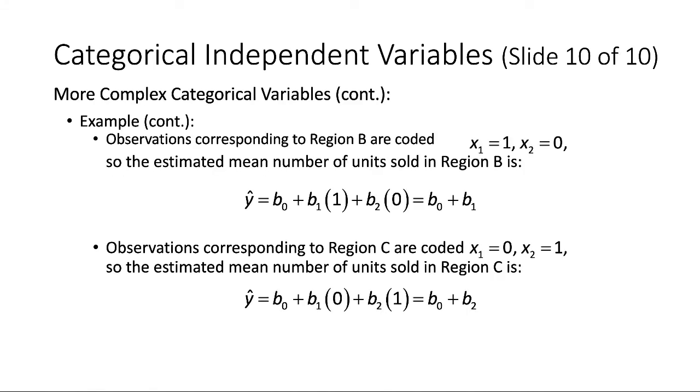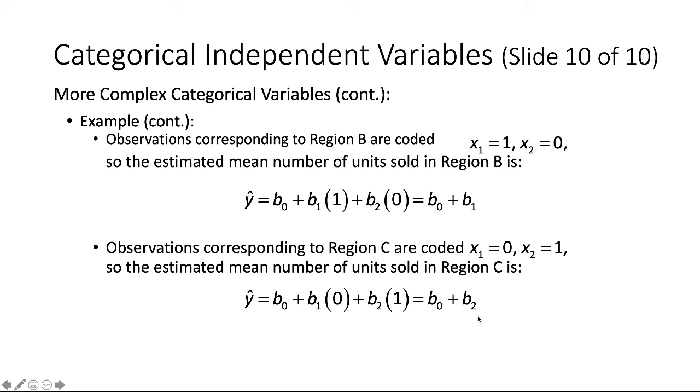When the observation corresponds to region B, it is coded so that x1 equals 1, x2 equals 0. So we put it into the equation, and we have y equals b0 plus b1. And similarly, observations corresponding to region C are coded as x1 equals 0, x2 equals 1. So the equation will be y equals b0 plus b2.